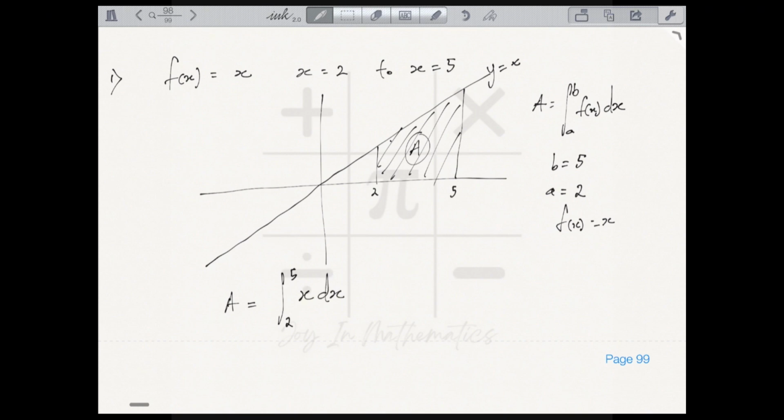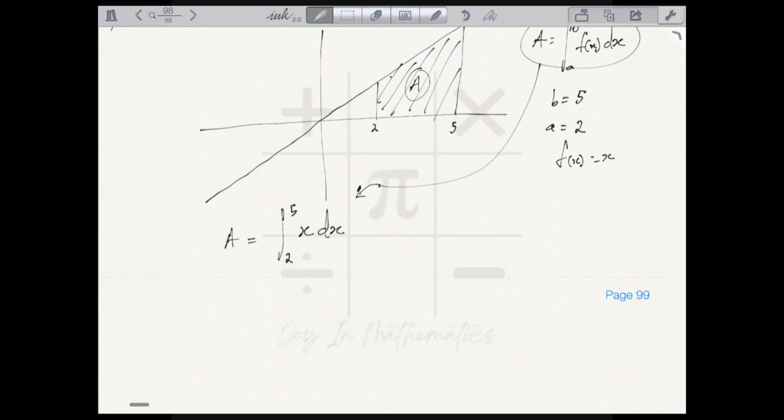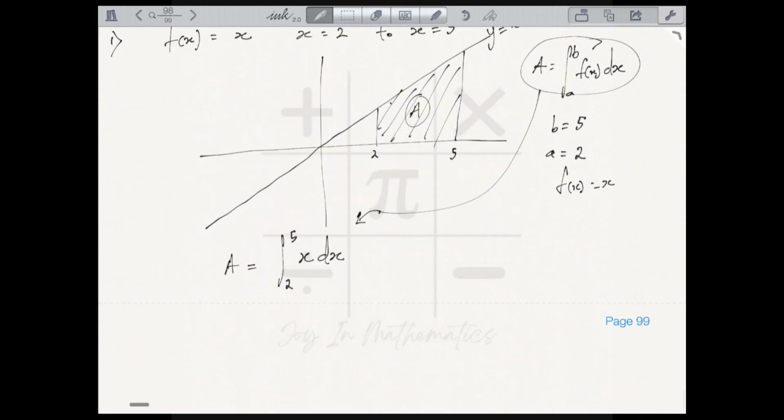What we have here is simplified further. Therefore, we have to integrate x just like we did in definite integrals. Integrating x, we have x squared over 2 from the upper limit of 5 down to the lower limit of 2.